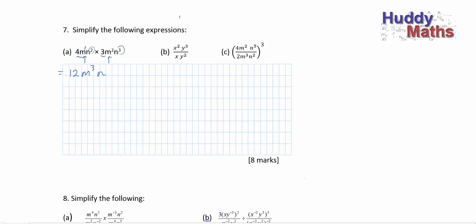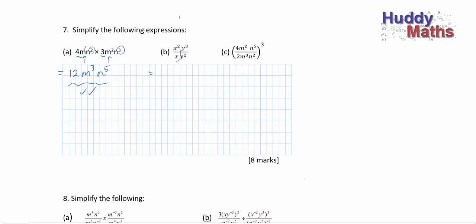N squared by n cubed, adding the powers, n to the 5th. Okay, so I think here we'll give you just 2 for that, minus 1 for any error. Each error. Okay, let's look at this one.